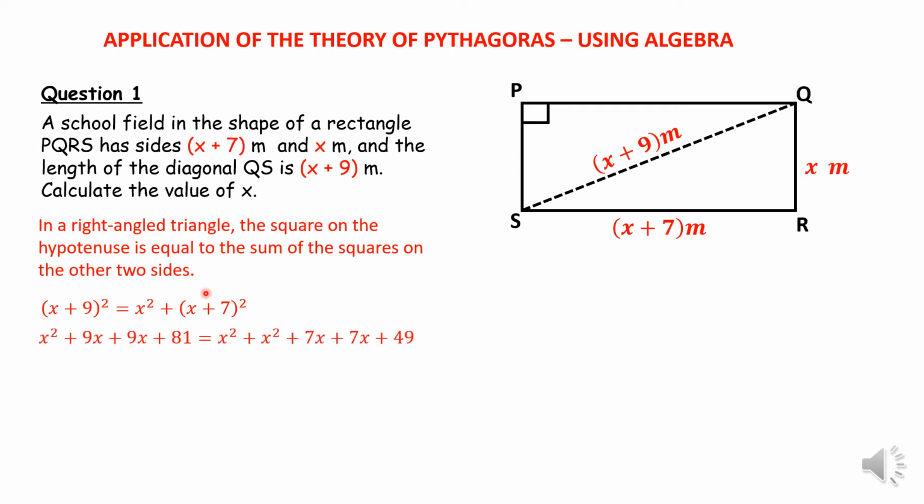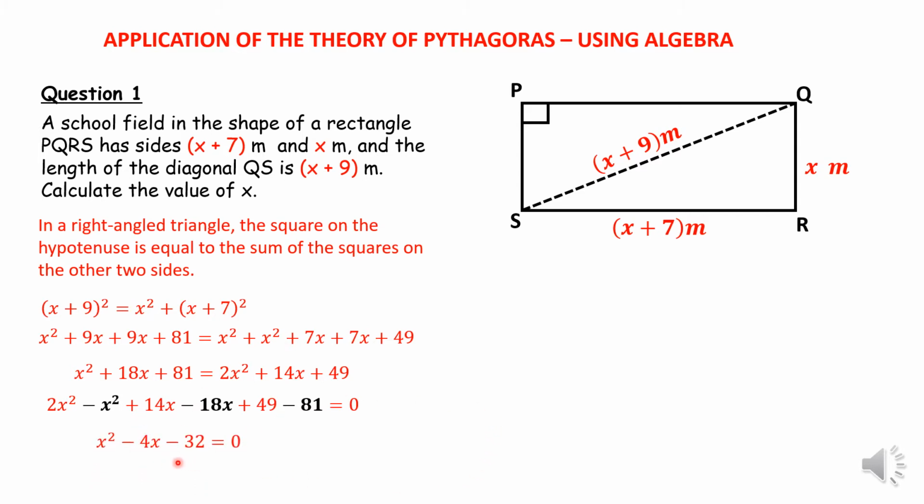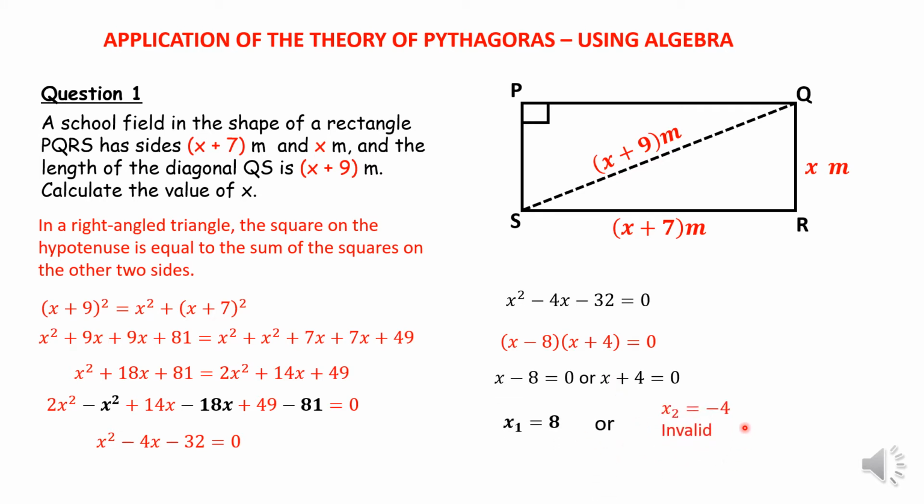From here you just clean it up by multiplying (x + 9) times (x + 9). I still hope you know how to do the binomial expansion, and everything should be cleaned up. Eventually, collecting like terms, you should get to x squared minus 4x minus 32 equals 0. Remember, all quadratic equations should equal 0. Once you arrive at that, you should be able to factorize the left hand side, meaning you look for two numbers that multiply to give you negative 32 and add to give you negative 4. Those numbers happen to be negative 8 and positive 4. So one answer is x equals 8, or the other answer is x equals negative 4.